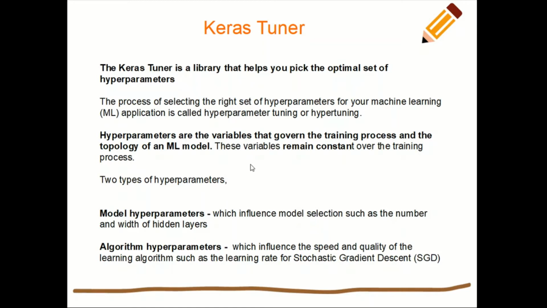And then there are two types of hyperparameters. One is the model hyperparameters, and the second one is the algorithm hyperparameters. So model hyperparameters, like the width of the hidden layers and the number of hidden layers, basically influence the structure of the model. And then the algorithm hyperparameters, something like learning rate, are basically impacting the configuration of the algorithm, right? So two different kinds of hyperparameters that we have.